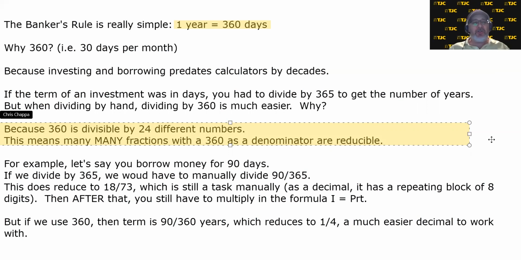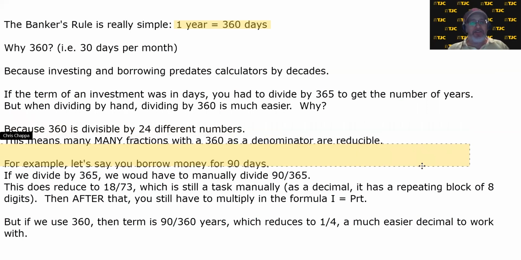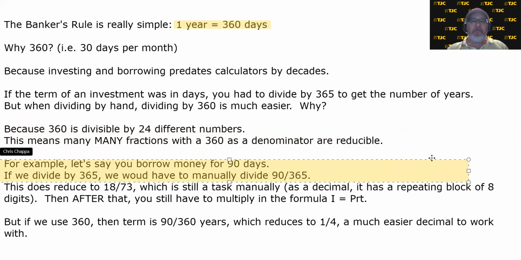Because when you convert days to years, you're dividing by 360, which means you're putting 360 on the bottom of a fraction, which means that number is ridiculously reducible. So why is that a benefit? Well, let's say you borrow money for 90 days. If we divide by 365, we would have to manually divide 90 by 365 using long division and decimals. Remember, we're talking before technology.